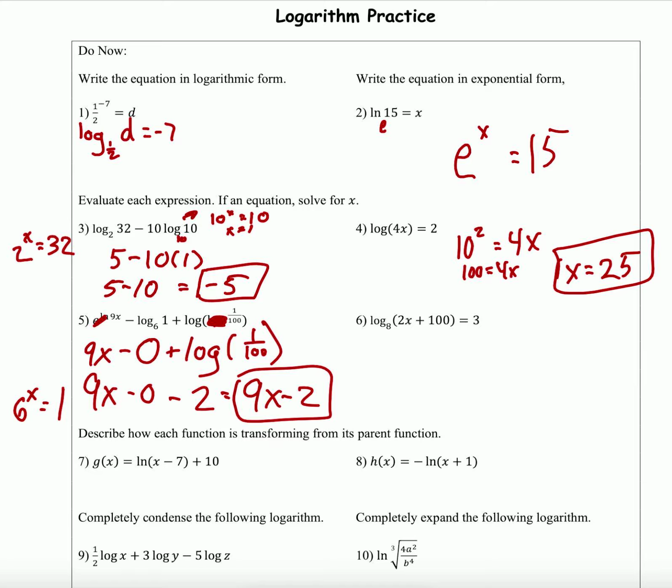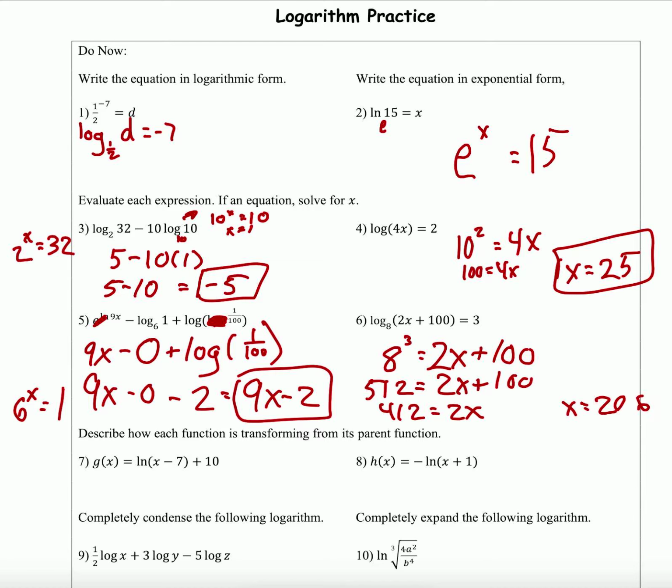Number 6, we have an equation. Let's take it out of logarithmic form and put it in exponential form. So my base is 8. My exponent is 3. And that's going to be equal to 2x plus 100, our argument. 8 to the 3rd, feel free to put this in your calculator, is 512 equals 2x plus 100. We're just going to solve it from there. Subtract 100 on both sides. And then divide by 2. And you're going to get x to equal 206 for your final answer.